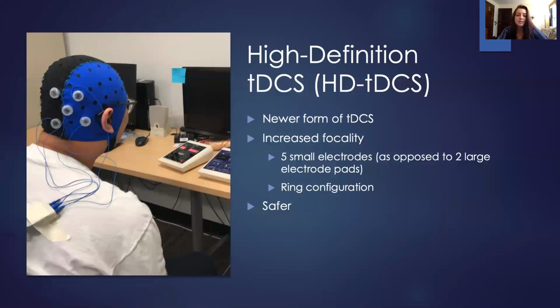Essentially, the difference is instead of two large electrode pads on either side of the head, there's 5 smaller electrodes arranged in a ring configuration. So you can see in the image on the slide, there's 5 electrodes in the ring configuration, and because of this, the focality of the stimulation is actually improved, meaning that we're more likely to stimulate the area that we want to stimulate due to the use of 5 smaller electrodes as opposed to 2 larger ones. Additionally, since you're stimulating a smaller overall area of the brain, it's actually safer than conventional tDCS as well.